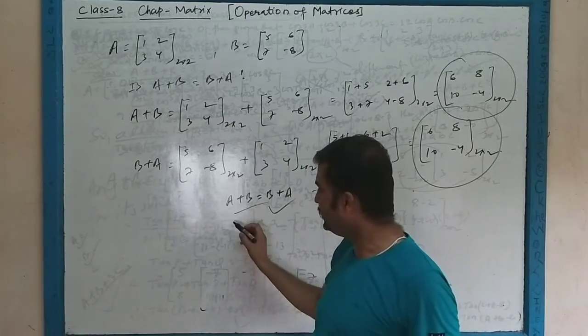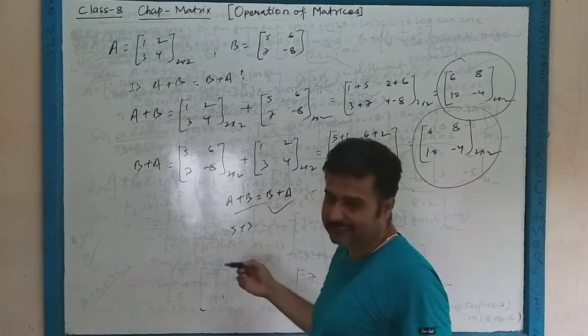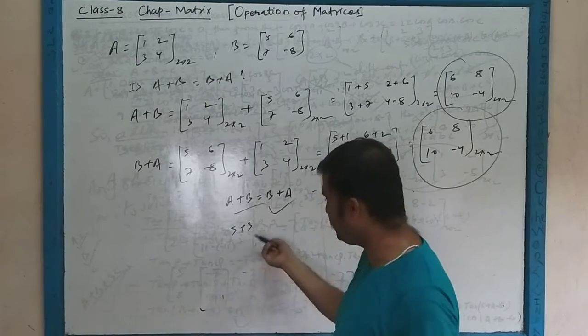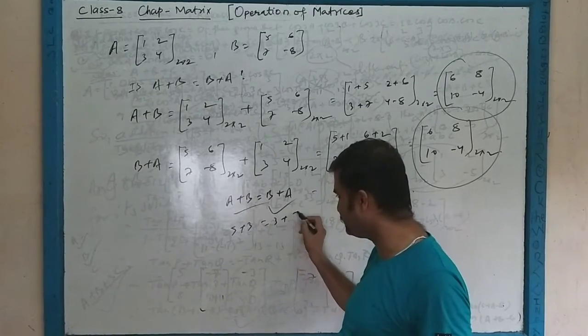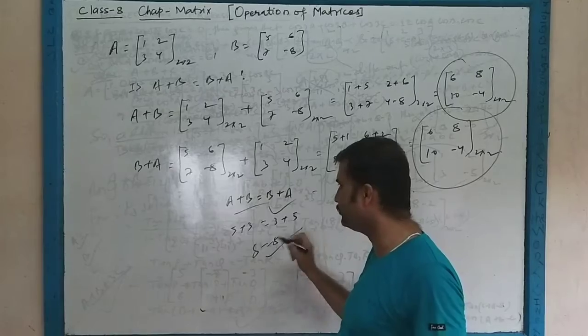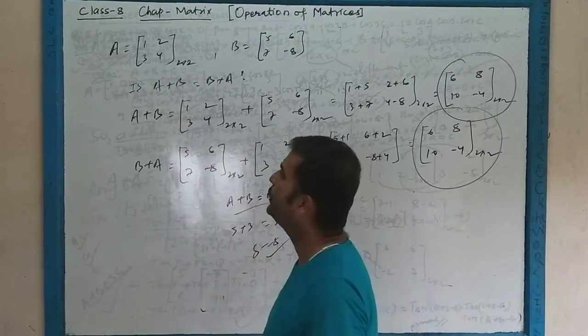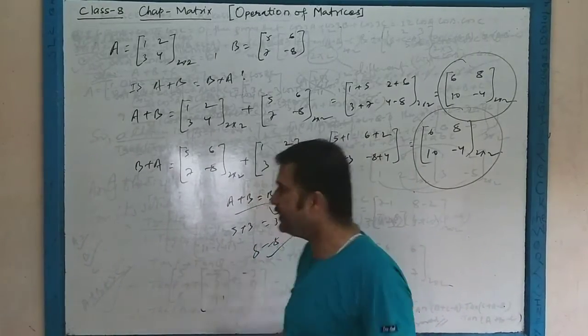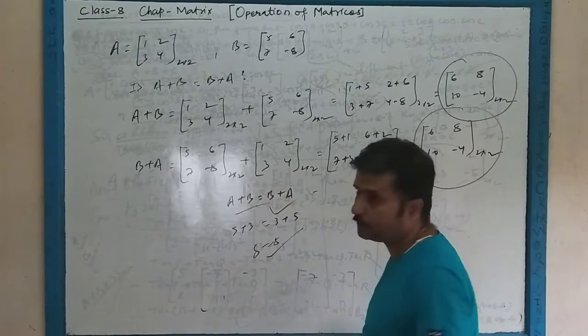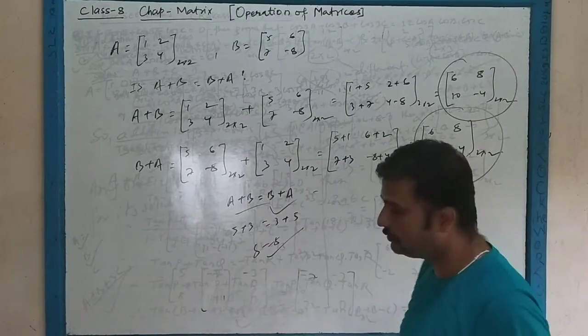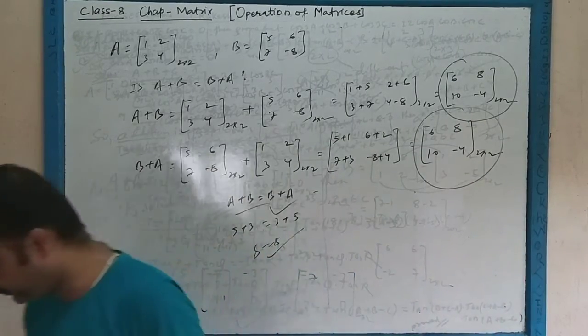Let's take an example. 5 plus 3 is equals to 3 plus 5. Obviously it is 8 is equals to 8. Similarly here also, A plus B is equals to B plus A. Yes, we have proved that A plus B is equals to B plus A. We are getting the same result here. So this is true.